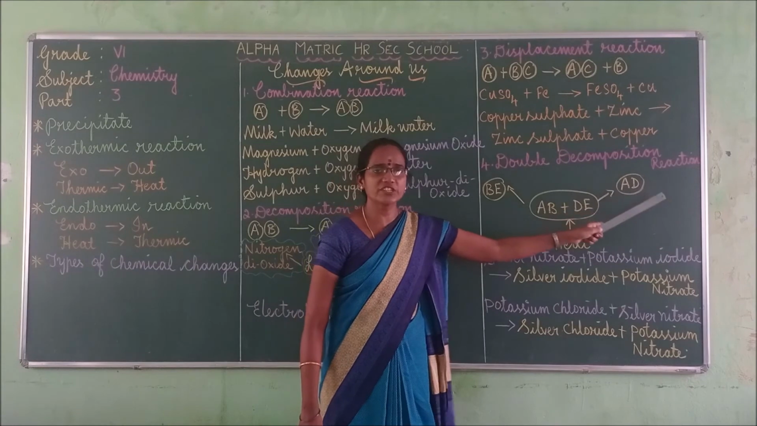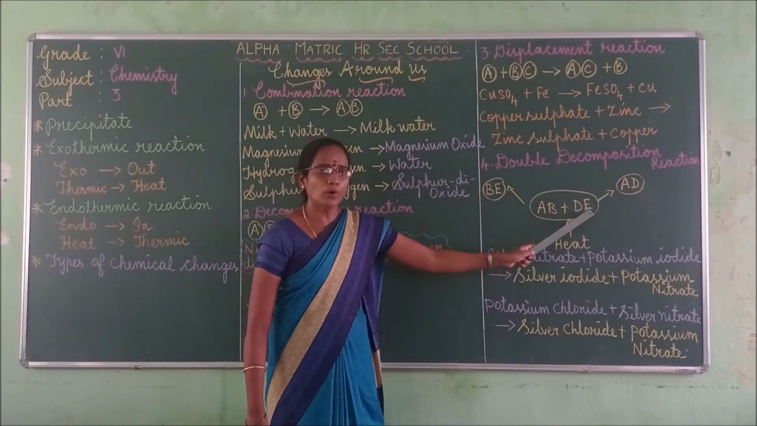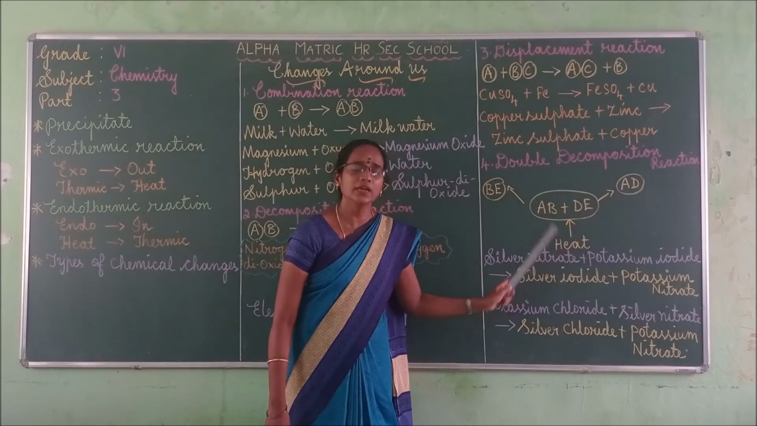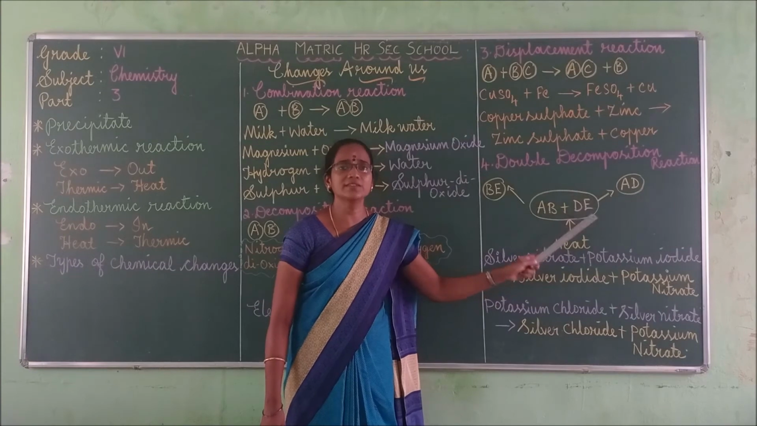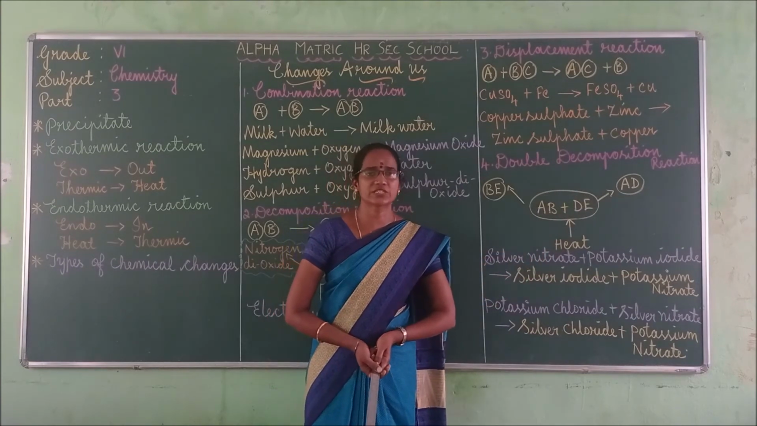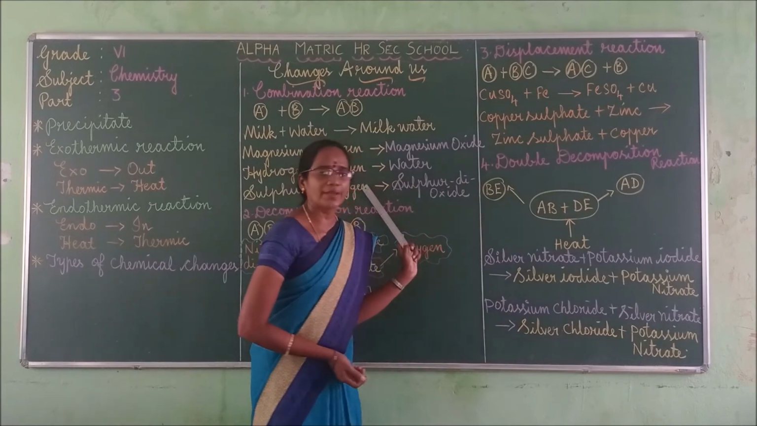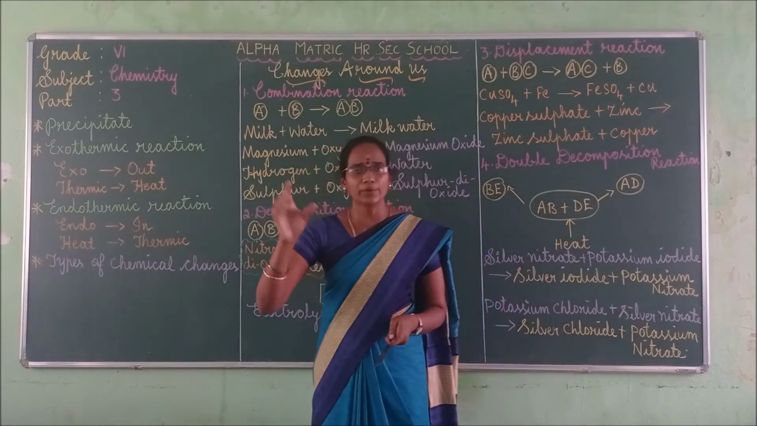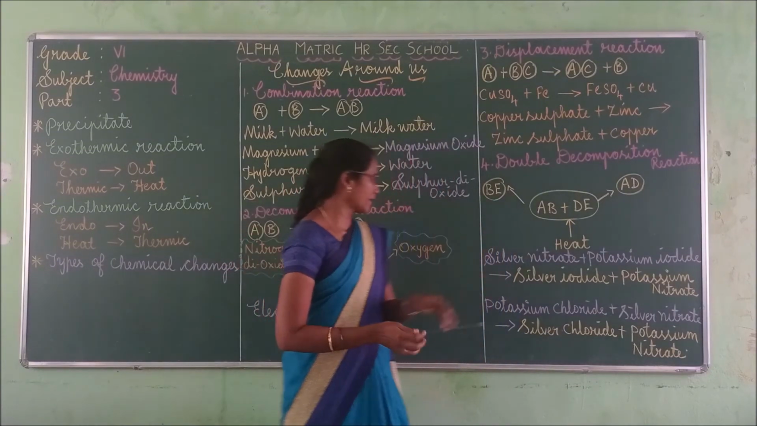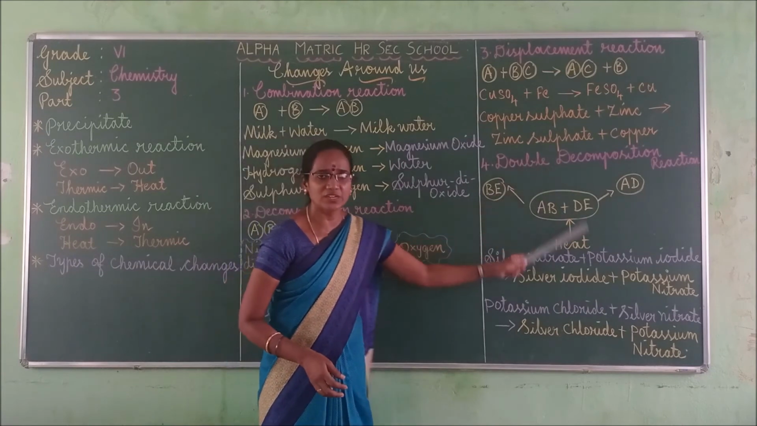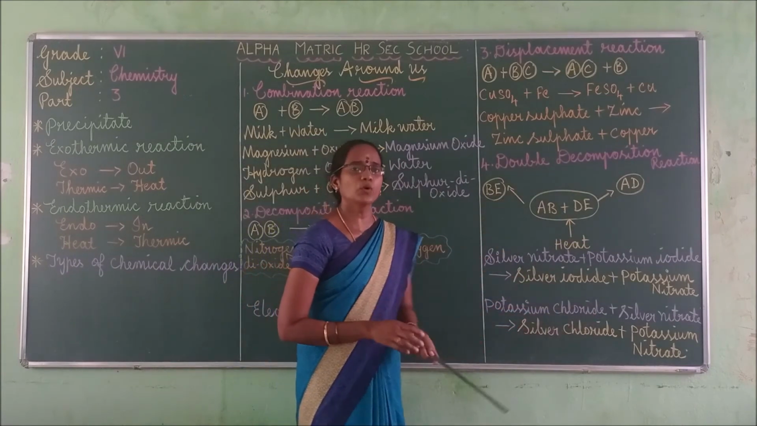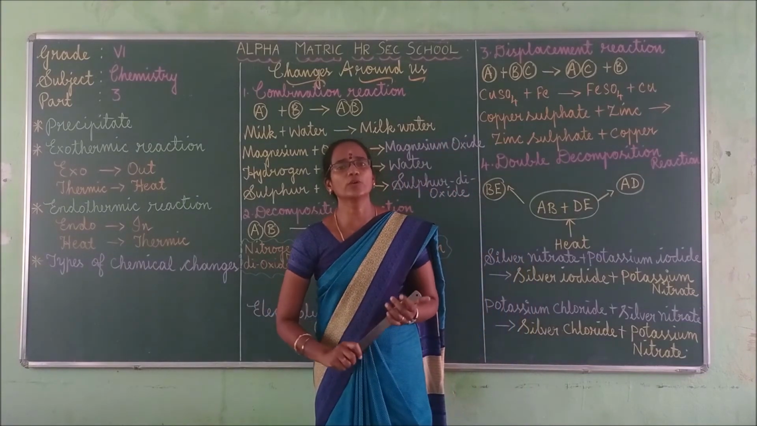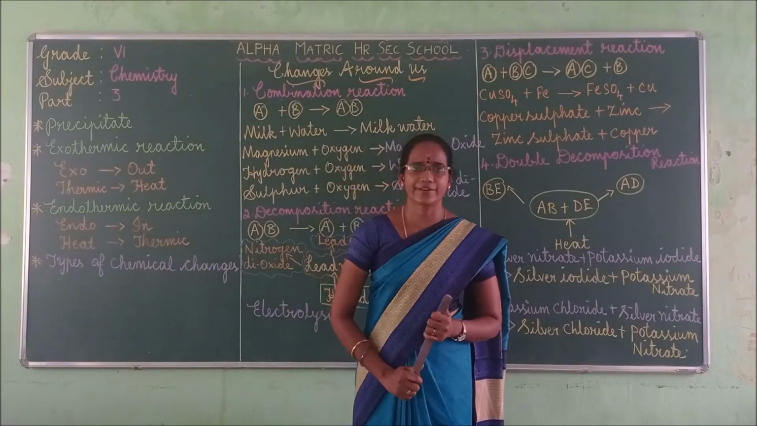What is double decomposition reaction? Two compounds react to form two more new compounds on heating, and if they exchange their ions, then it is called double decomposition reaction. So this is a 5-mark question, children. Suppose if you are getting the question explain about double decomposition reaction, you can mention only the double decomposition reaction with the example. It is enough. Suppose explain the types of chemical reaction, then you have to explain all the 4 chemical reactions.